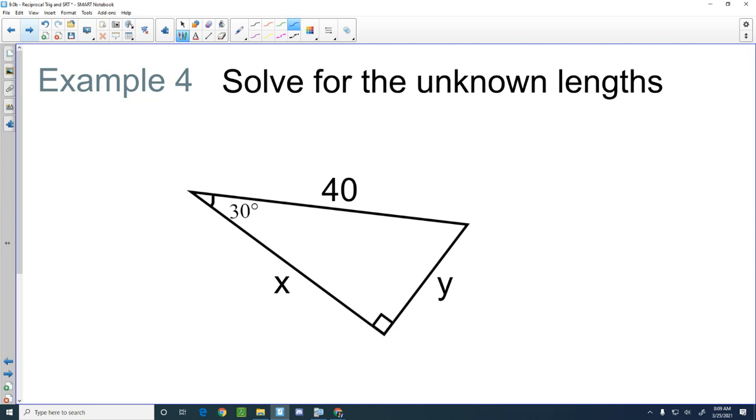All right, solve for the unknown lengths, X and Y. Remember, you can't trust your eyes as to which one is the short leg or the long leg. Or are they the same? Ooh. Identify the type of triangle. Identify which side is given to you. And then based on that, figure out what those other sides would have to be.